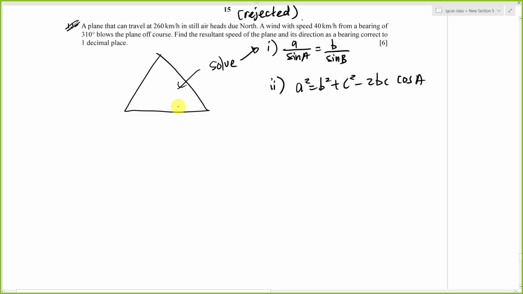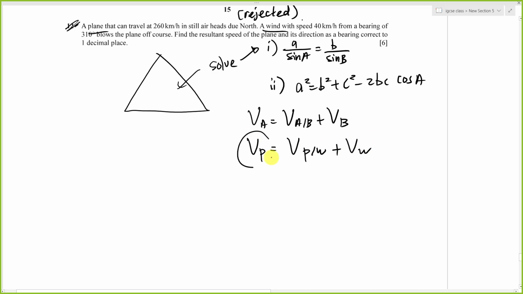But how to form the triangle, you kind of need to follow the resultant vector, which is velocity of A equals to velocity of A relative to B plus the velocity of B. But in this case, you have the plane and you have a wind. So it's velocity of the plane equals velocity of plane relative to the wind plus velocity of the wind. So velocity of plane will be your resultant vector. Resultant vector means what?